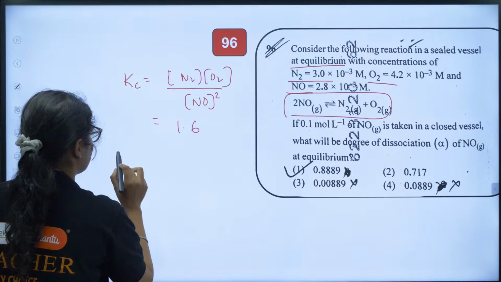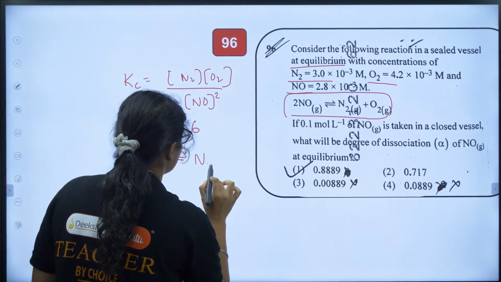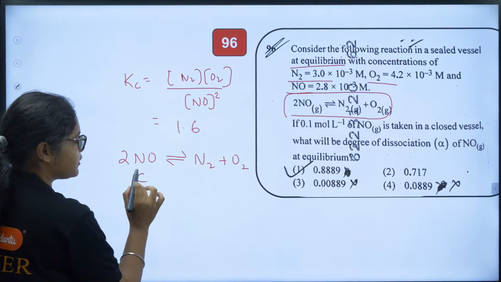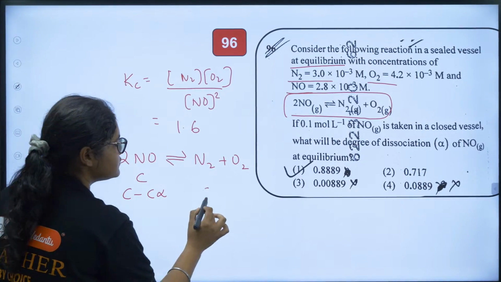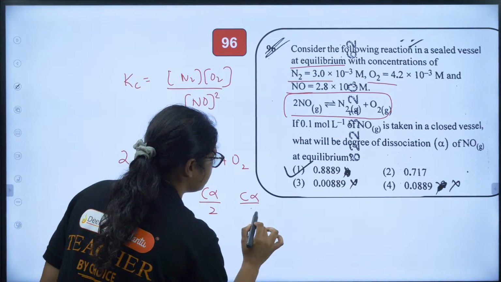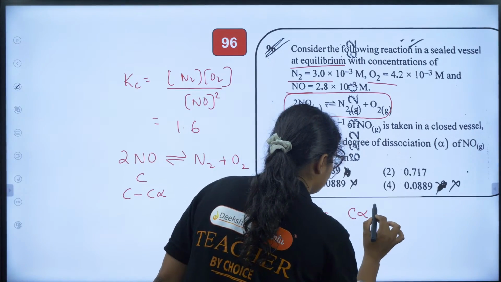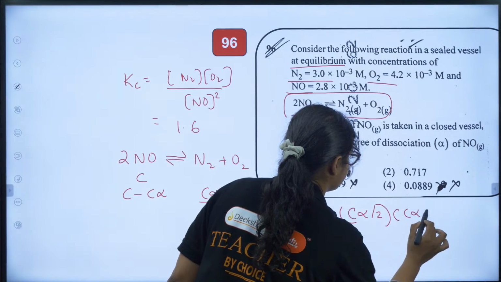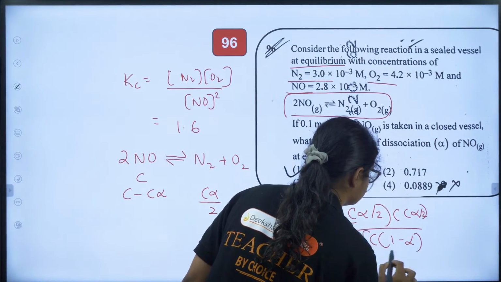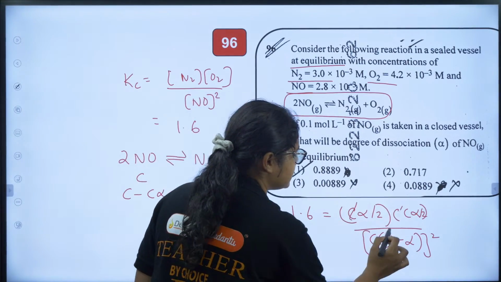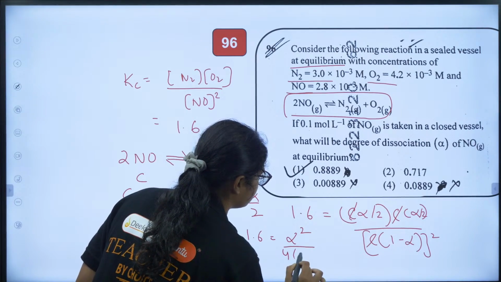Now the question is asking, again the reaction is in the same form, 2NO giving you N2 plus O2, and let this concentration be C. Now we will have C minus C alpha, right? 2 moles is giving 1 mole, so it will be C alpha by 2, and it will also be C alpha by 2. Now you have to substitute: 1.6 is equal to C alpha by 2 into C alpha by 2 whole divided by C into (1 minus alpha) whole square, right? If you solve, all the C will get cancelled and you will get 1.6 is equal to alpha square by 4 into (1 minus alpha).